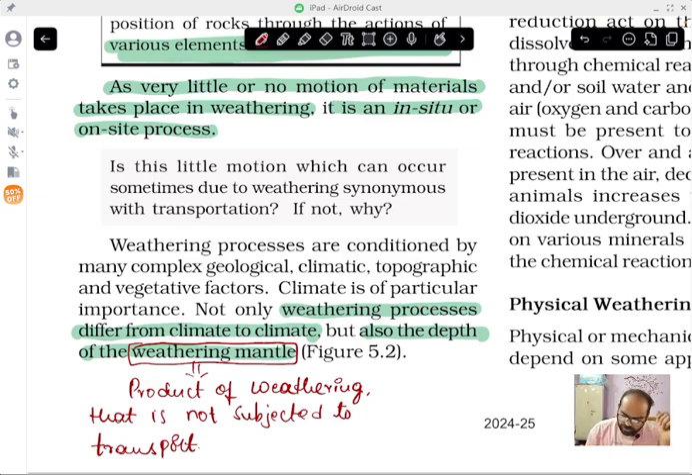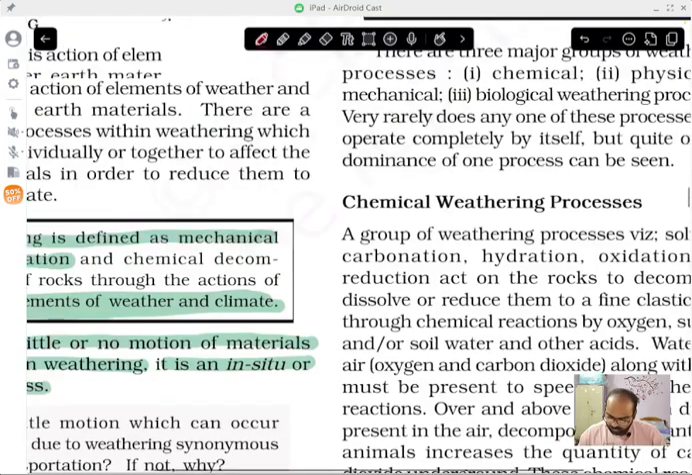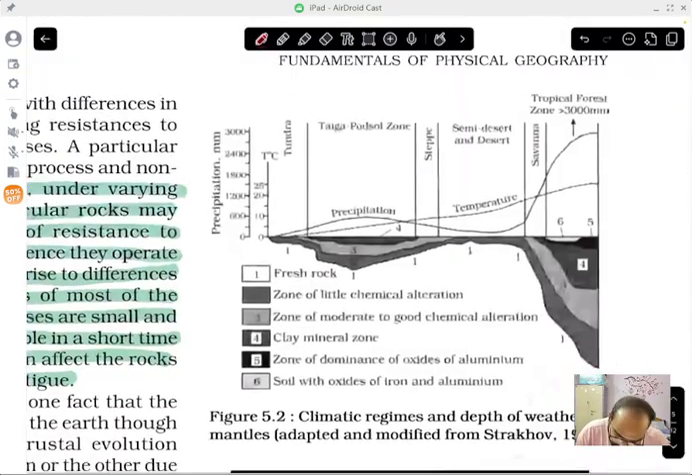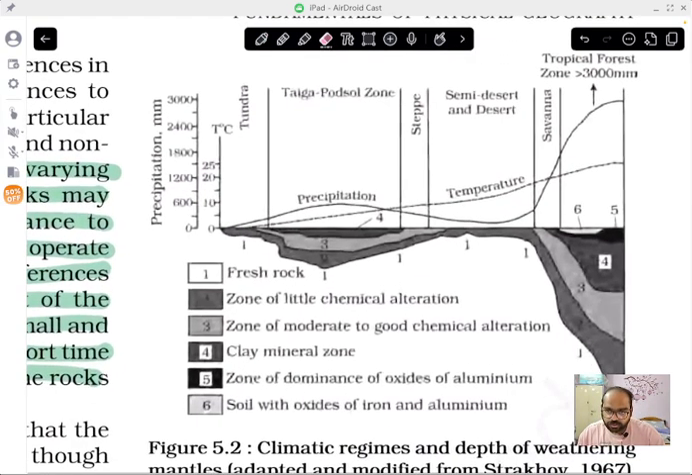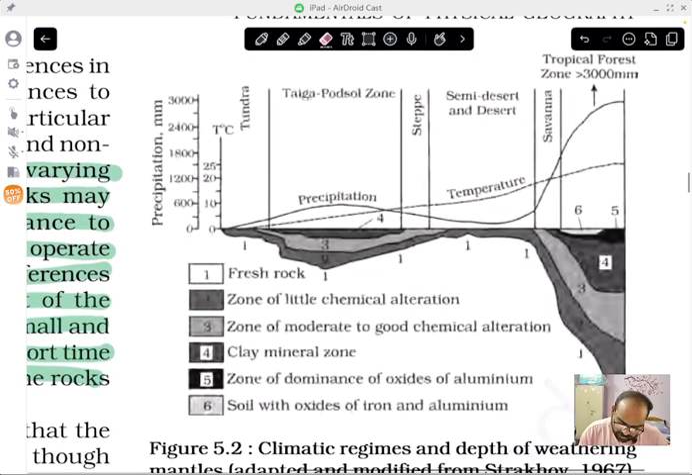So what is it saying? The weathering process differs from climate to climate, but also the depth of the weathering mantle differs from climate to climate. How much weathering happens also differs from climate to climate, and it is clearly mentioned in this diagram or figure or graph per se. I think it is clear for you. Please see it in your textbooks and learn. Okay, I will explain it here.